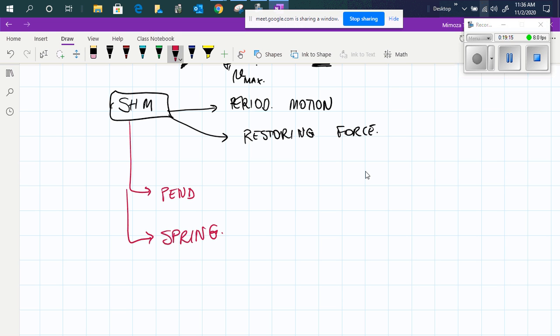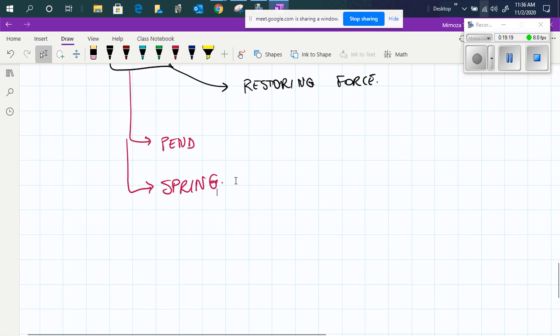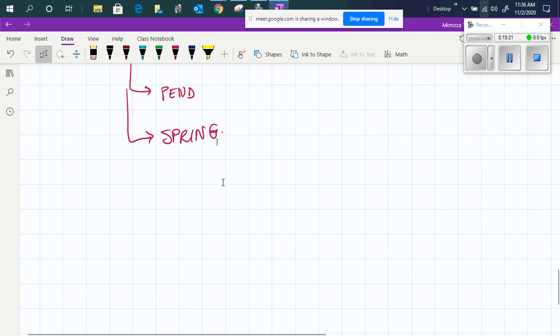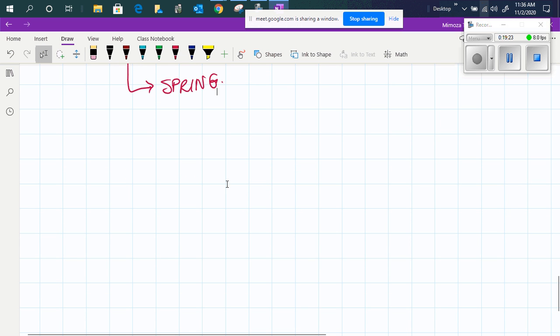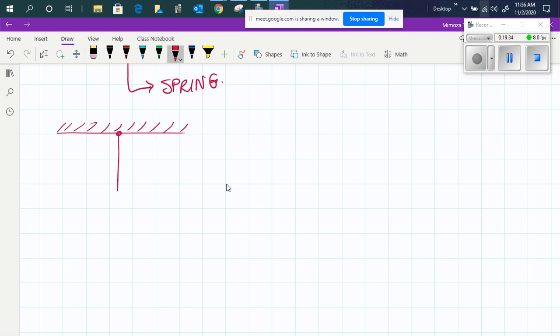So let's talk a bit about whether we have a periodic motion and a restoring force in both of them, pendulum and spring. When we have a pendulum, what we have is an object that is tied to a string at the wall, and then this is the equilibrium position.